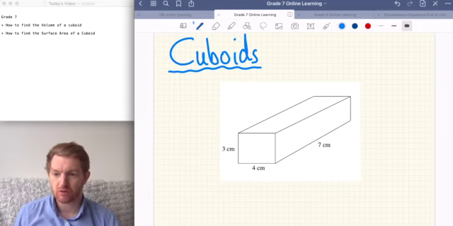Today there'll be some work on cuboids, and if this is something that you've done before and you find a little straightforward, then I will also post a couple of extension activities as well. So let's jump straight in with a cuboid.